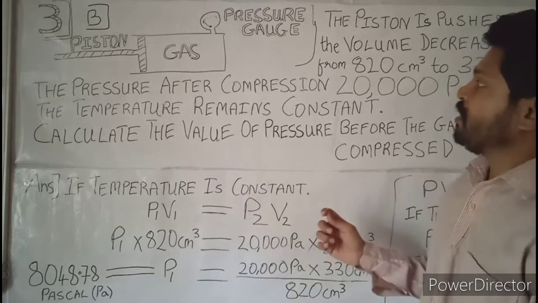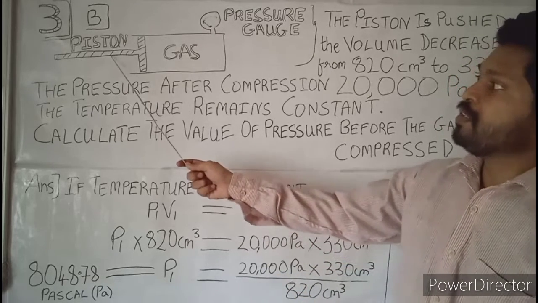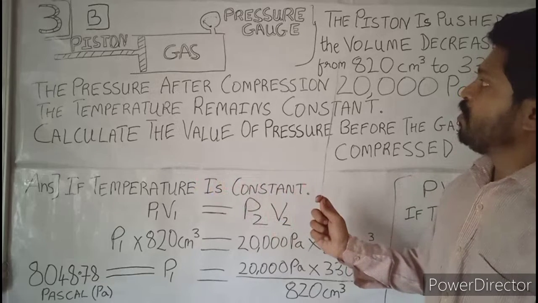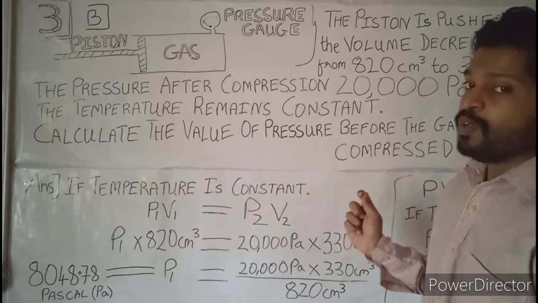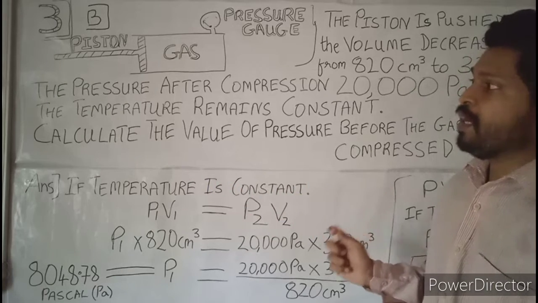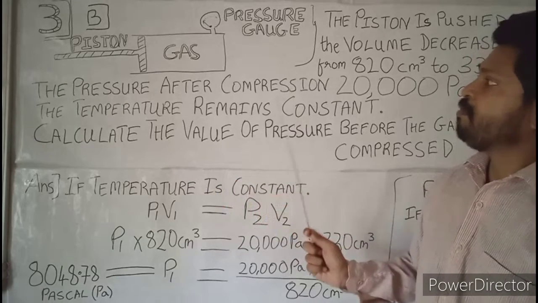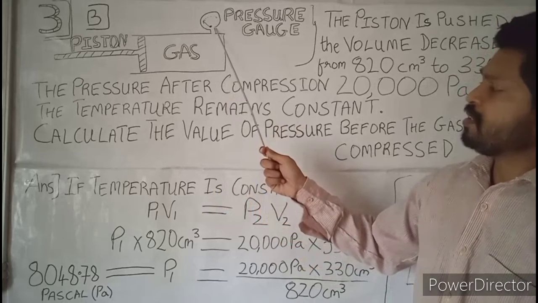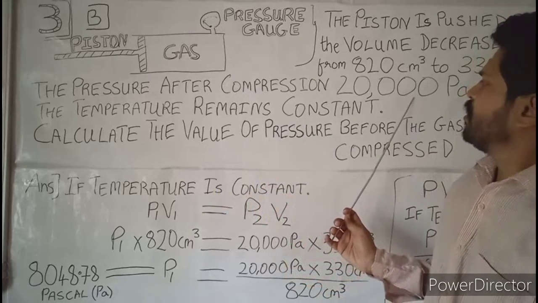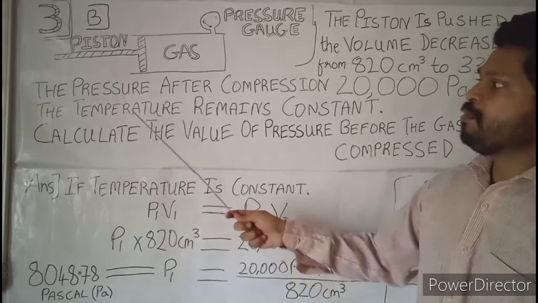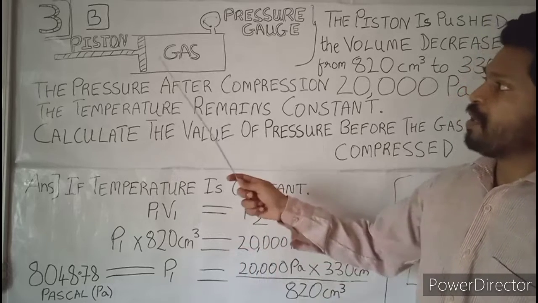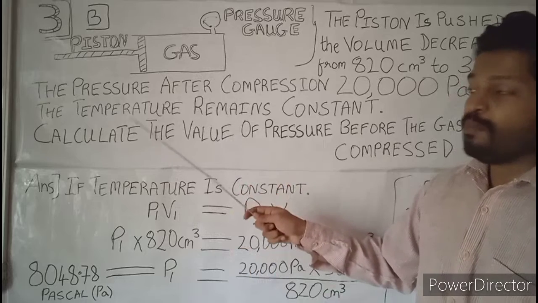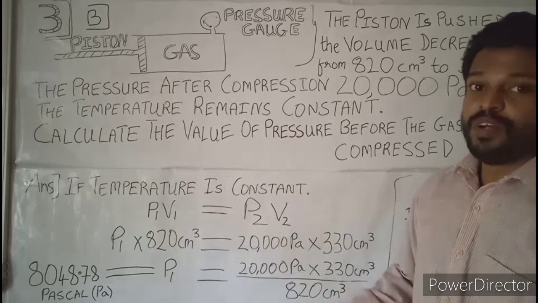Okay, and they have given us that the volume of the gas once the piston is pushed is reduced, is compressed from 820 centimeter cube to 330 centimeter cube, and the pressure after compression measured in the pressure gauge was 20,000 pascals. Now the temperature remains constant, they have already given, and we have to calculate the pressure which was initial before the piston got compressed.